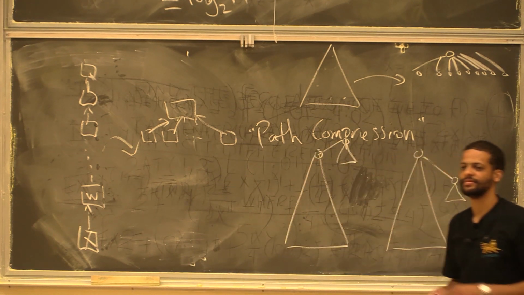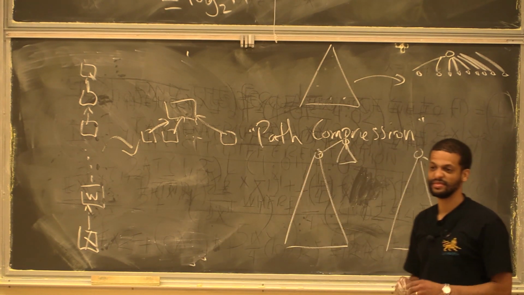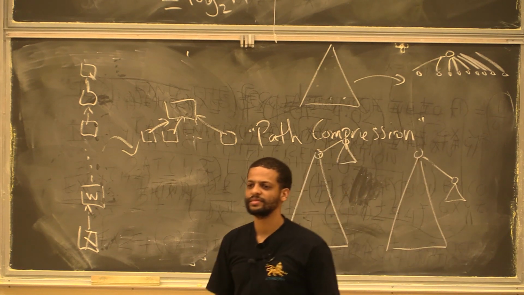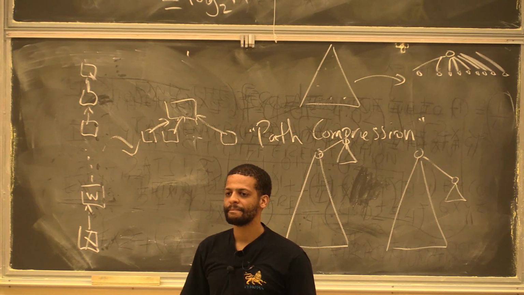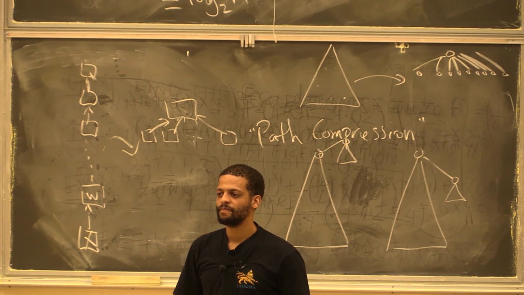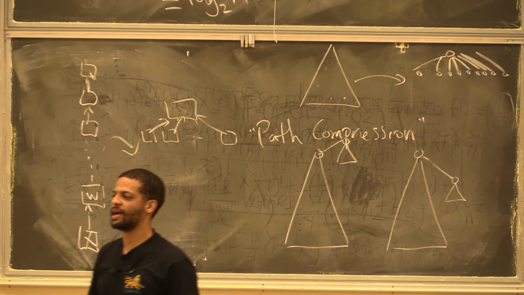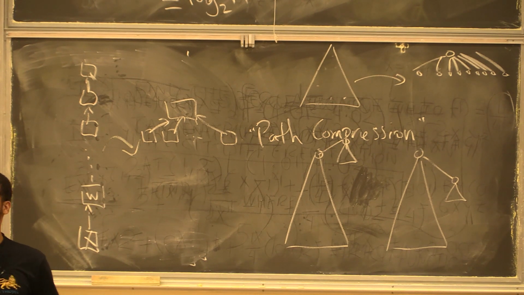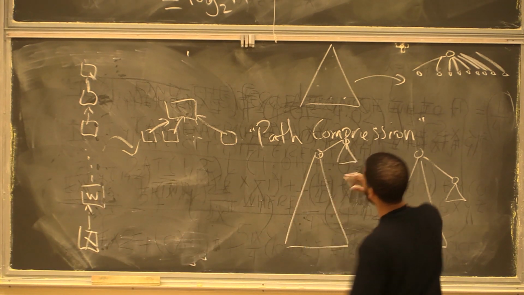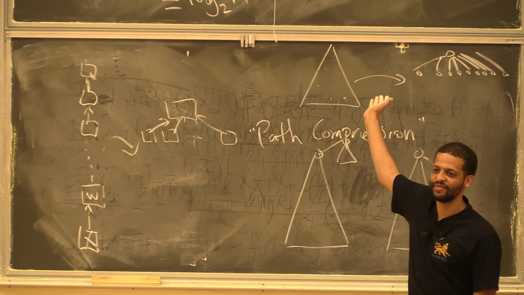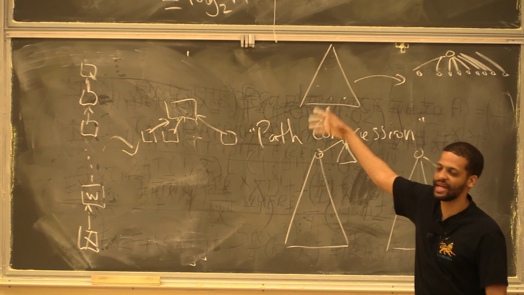Yeah? Is there any way that during the union you can also have all the nodes in the smaller tree point directly to the new root? Oh, you said, is there any way where during a union I can have all the elements in the smaller tree point to the root of the bigger tree? Yes. I could do that. And in fact, what I would get is basically almost the same as this kind of heuristic, union by size for linked lists. I would get the same kind of runtime.